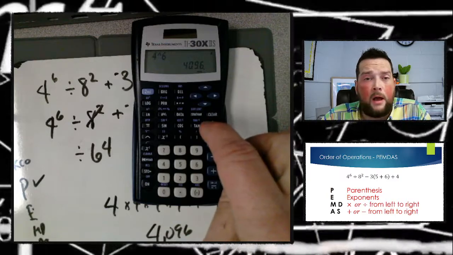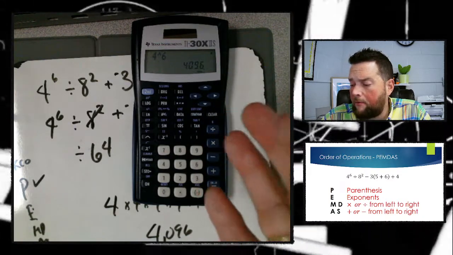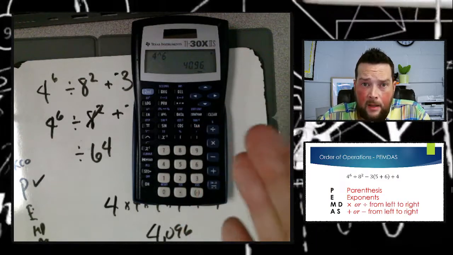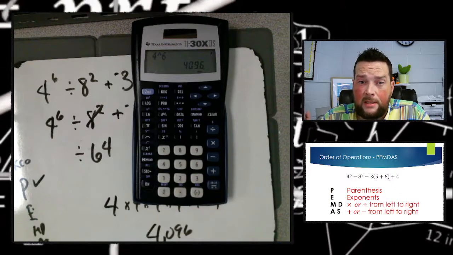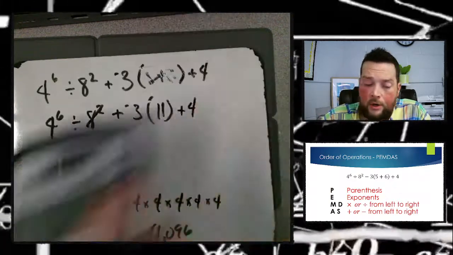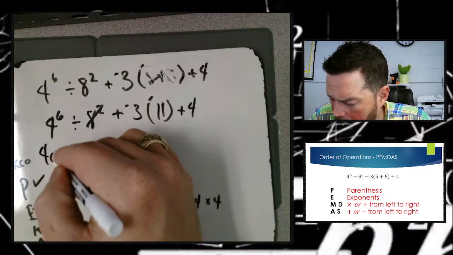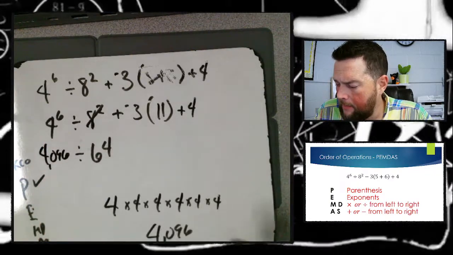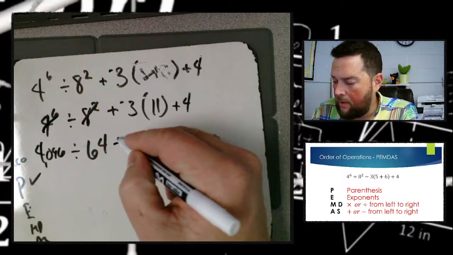A little bit better calculator, TI-30, which is what I like to use in my classroom for my students. You can just press the base, then you press the exponent key, then press the number that's the exponent, hit enter, you got your answer. All right, so we've got 4,096 right here. All right, we did that math. We're going to bring down everything that we haven't touched.